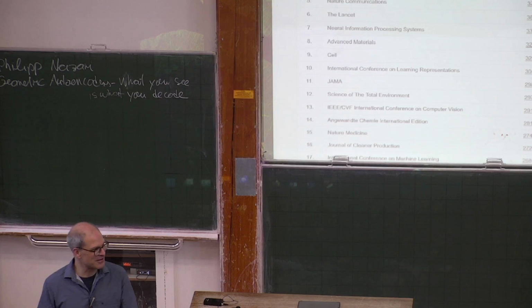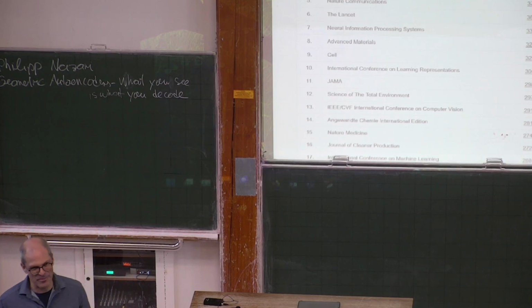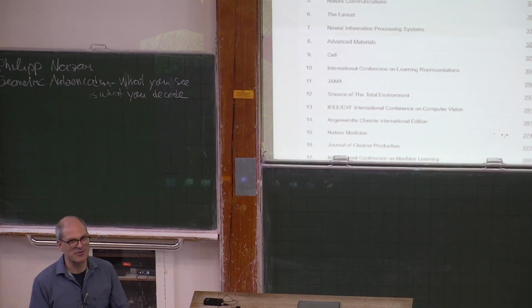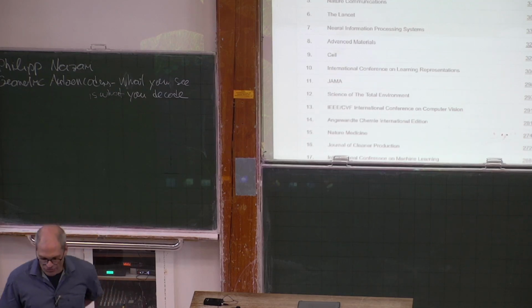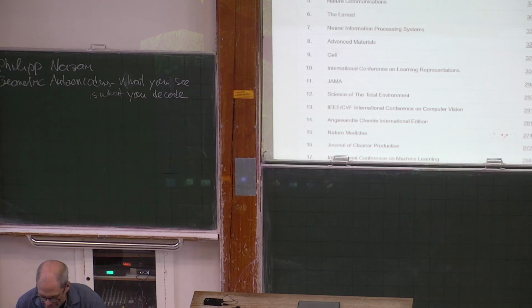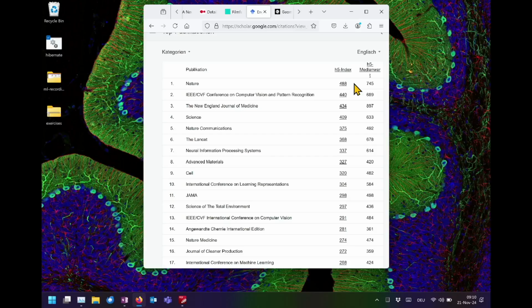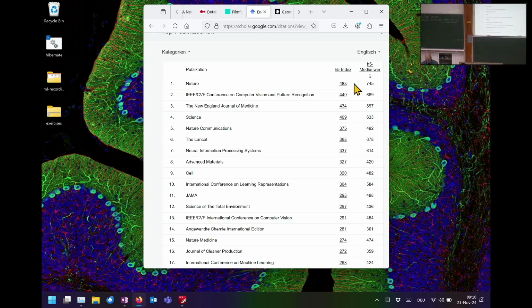So in that sense, H-index is a kind of robust statistics. It's a lot better than number of publications. All right, so we have this for journals also. So here 488 means that there are at least 489 papers which have been cited more than 488 times, published in Nature in the past 5 years.